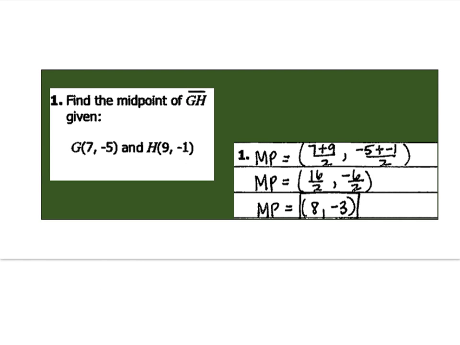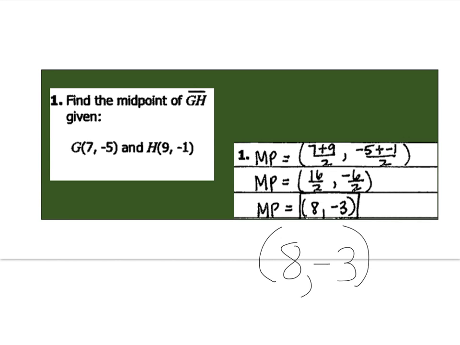All right, here we go. We put our x's together, we put our y's together, we simplified, and this is what we got. Every time you get an answer for a midpoint, because it is a location, you have to have parentheses, you must have your comma, you must have your x value, and you must have your y value.